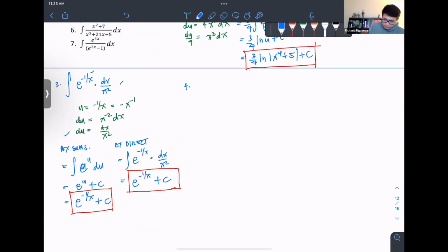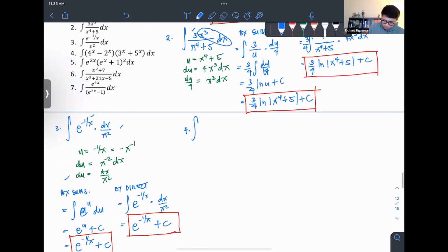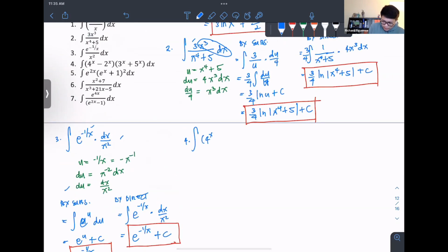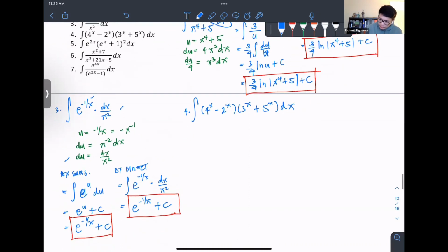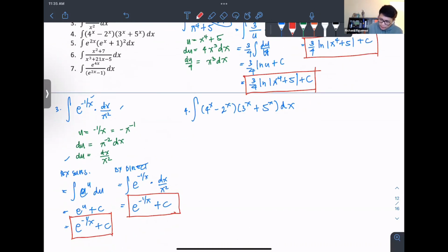Number 4. So we have the integral of (4^x - 2^x)(3^x + 5^x) dx. So this is a product of two exponential functions.